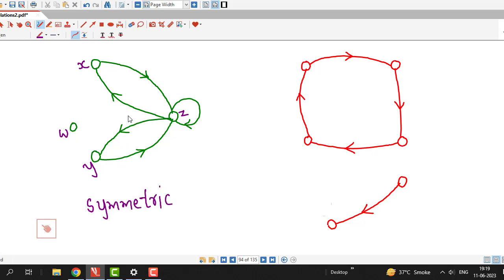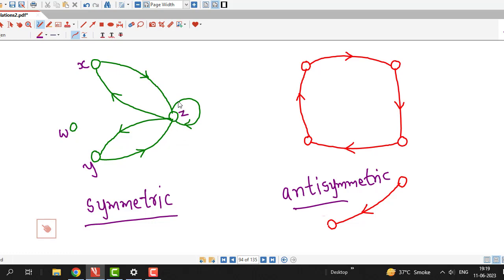So this is an example of a symmetric relation. The relation representing this graph is symmetric because whenever there is an arc between two vertices, then there is a return arc also. Here we can see there is no return arc, so we can say that this relation is antisymmetric. Here this vertex is connected to this vertex and there is no return arc. Similarly, for each possible pair of vertices there are no return arcs, so this is an example of an antisymmetric relation.